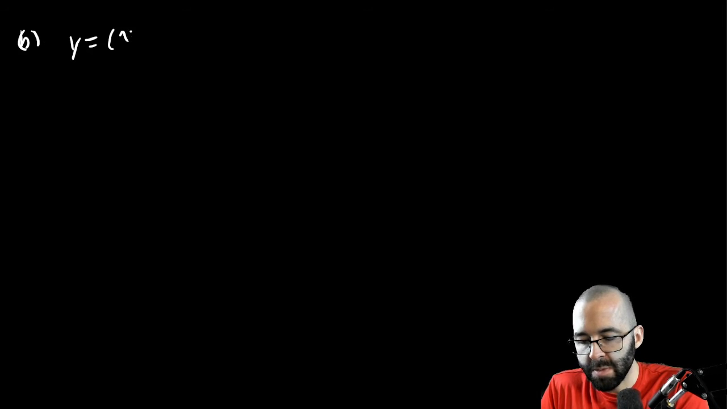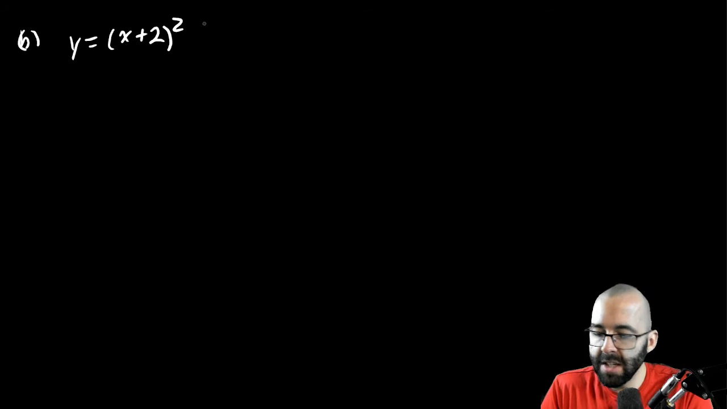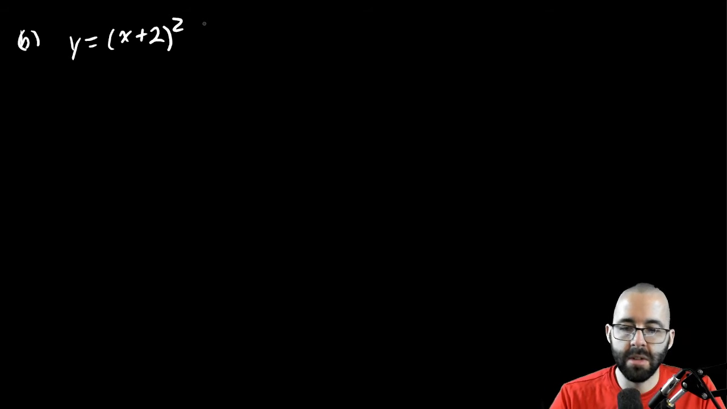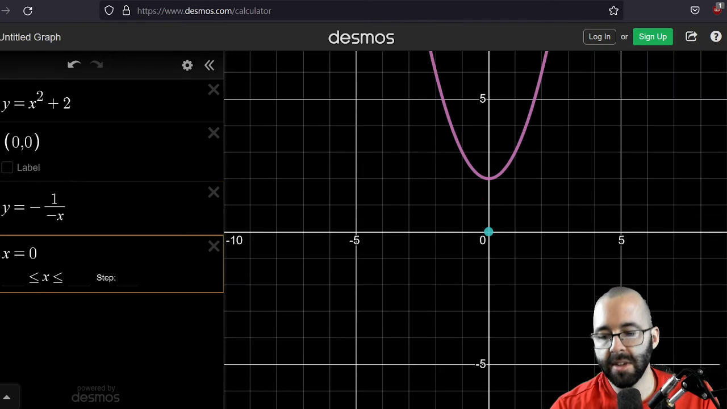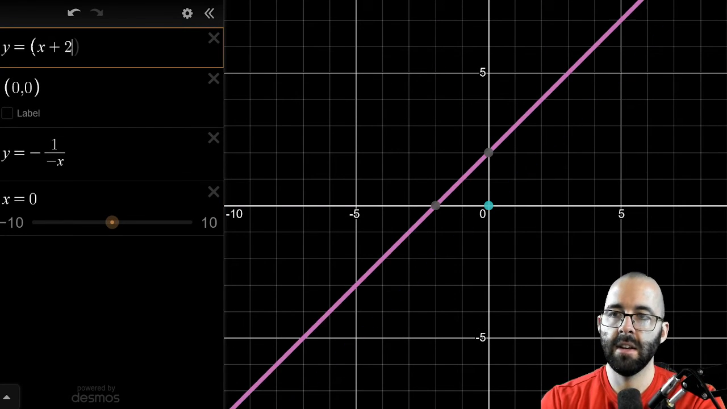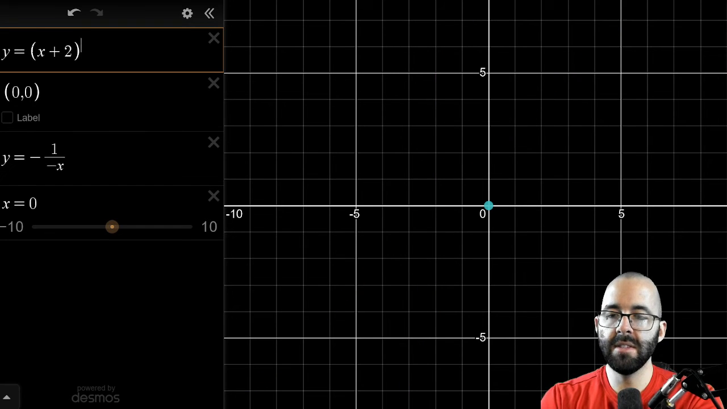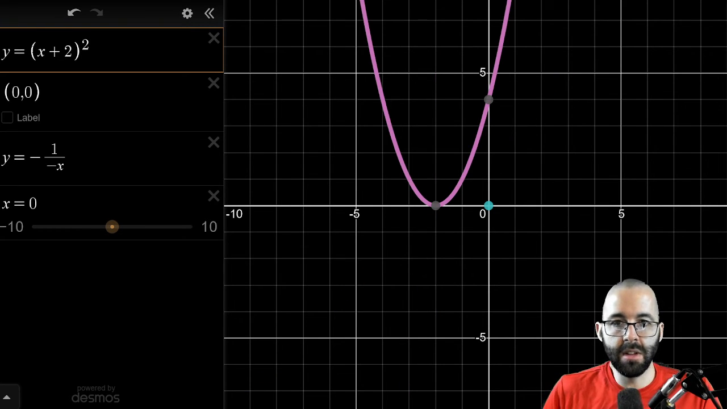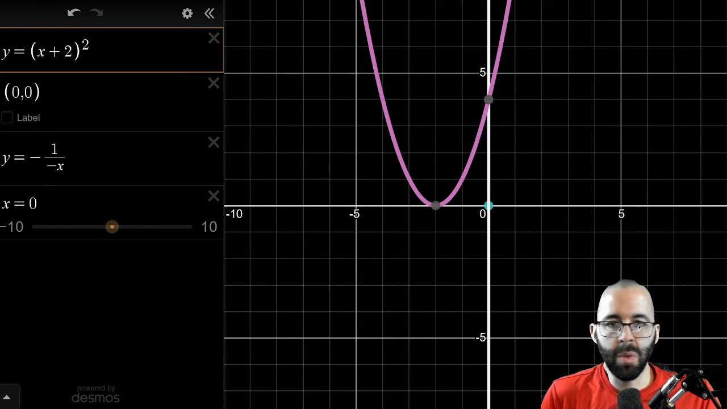Y equals x plus 2 squared. You might think, Jason, this is just another parabola. Of course, it's even. Let's look at it. X plus 2 squared, this is a function transformation 2 to the left. It's still symmetric around something, but it's certainly not symmetric about the white line. This is not an even function.